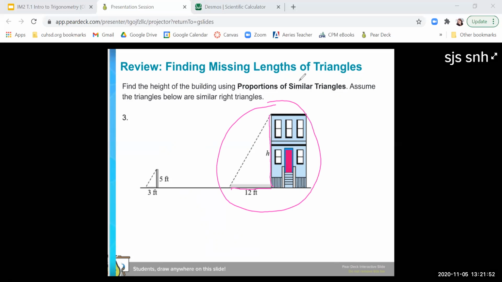But that means we only know one side of the triangle. We know one side, not 2 sides. So we can't use Pythagorean theorem for this. It is a right triangle though, because buildings stand up and down. So we have a right triangle, but we only know one side and we're trying to find the other side. And as far as we know, when that happens, what we need is similar triangles.